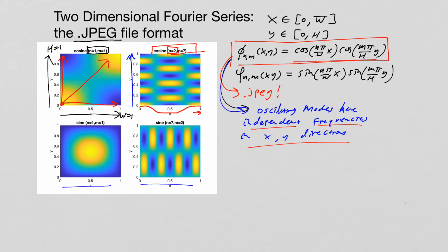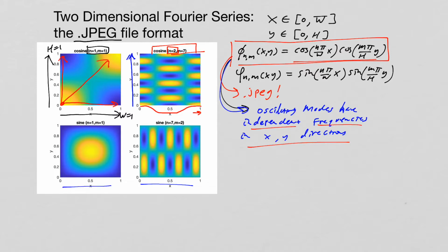With the sine modes, of course, very similar things. Here are just some other examples of that. For the sine modes, again, there's nothing conceptually different about the cosine or sine modes. But we're going to focus more on the cosine ones, and that's because it's related to that JPEG.